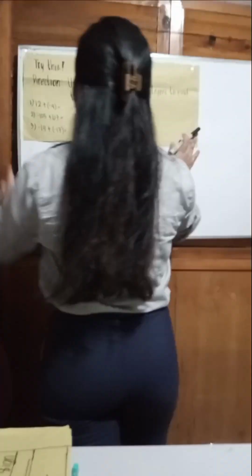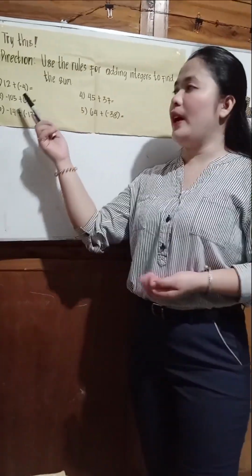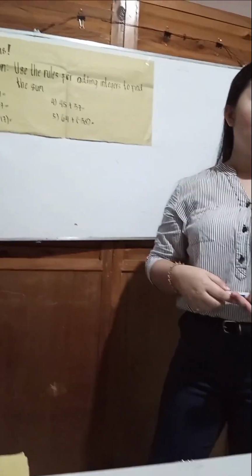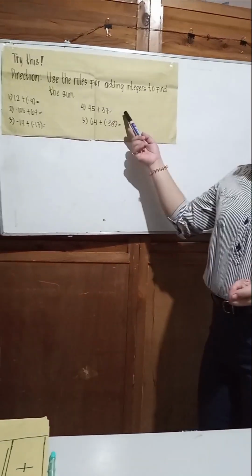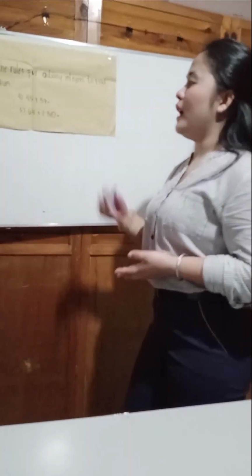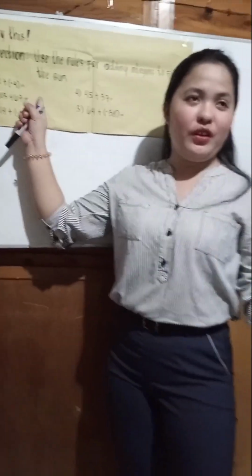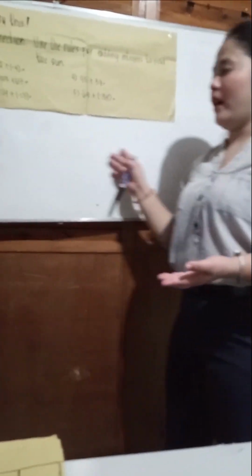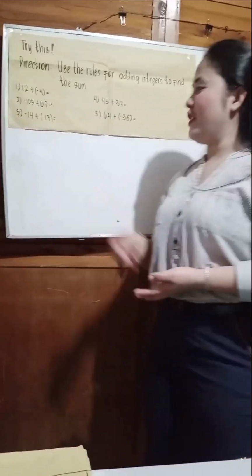Okay, so may tanong pa, class? Wala na? So, try this one. Direction: use the rules for adding integers to find the sums. Okay, who's answering for number 1? Okay, Miss L. Number 2, Mr. O. Number 3, Miss V. Number 4, Miss E. And number 5, Mr. U. Okay, class, gagawin niyo dyan is, since equal dyan, ang isulat niyo dyan, name nyo. Okay? And then dito sa baba is with name and the answer. Okay, let's start.